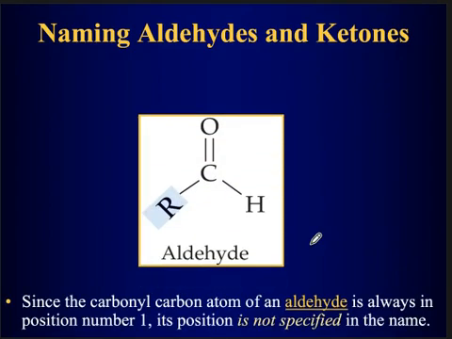Since the carbonyl carbon atom of an aldehyde is always in position 1, we don't need to specify it. It always has to be at the end of a chain for an aldehyde. So we never need to say it's a 1-aldehyde, because it's always going to be 1.